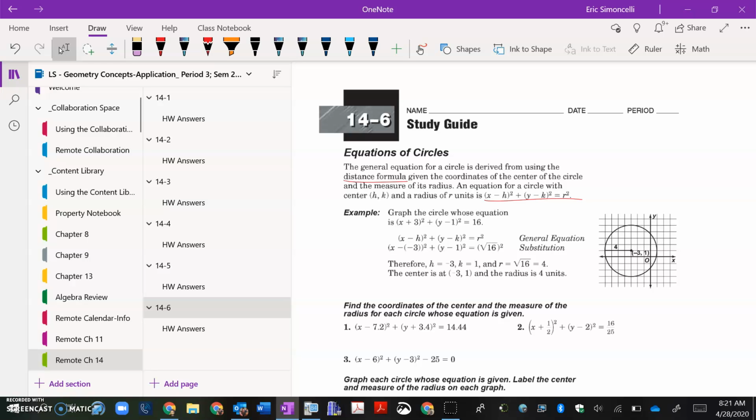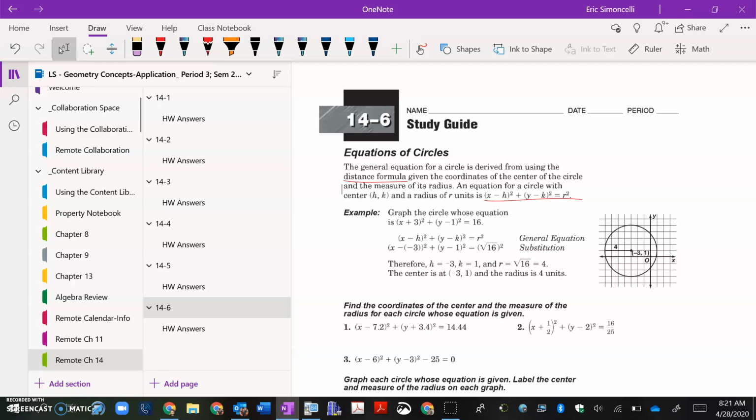You could also square root both sides of the equation and replace h and k with x sub 2 and x sub 1, y sub 2 and y sub 1, and then r with the letter d. So it actually looks like the distance formula as well.